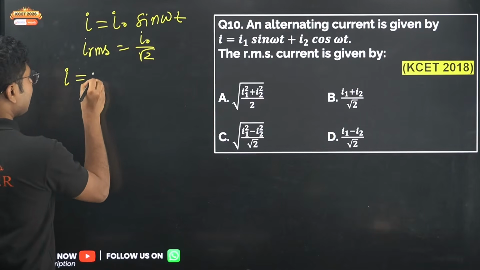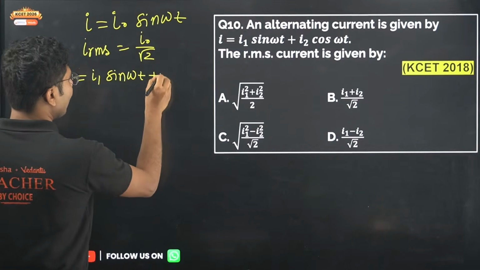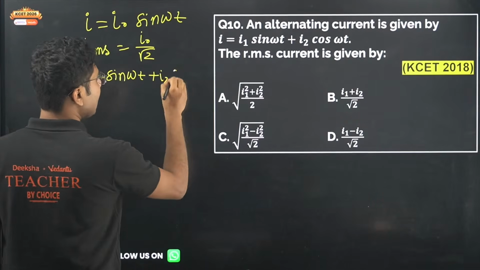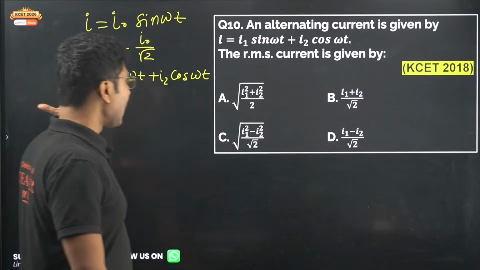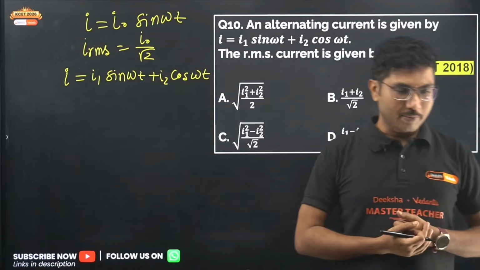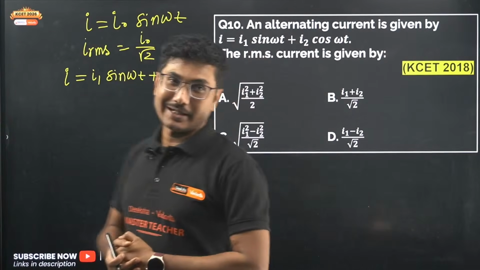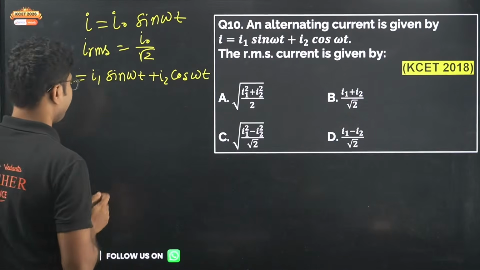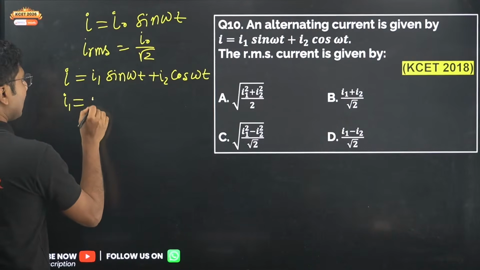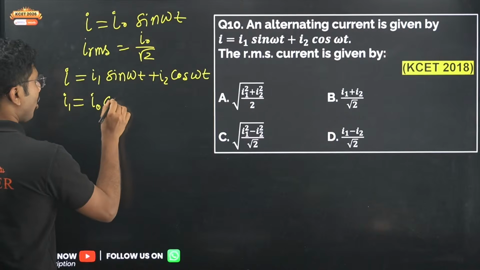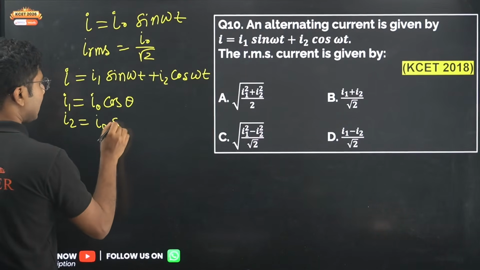So I equals I1 sin omega t plus I2 cos omega t. Maybe you know exactly the answer for this question, but if another question comes with different values, the pattern is the same, then you should know the method how to solve it. Gagan and Anant both answered it. Let's see whether this is correct or not. So how to solve this question? In this case, you have to substitute I1 equals I naught cos theta and I2 equals I naught sin theta.